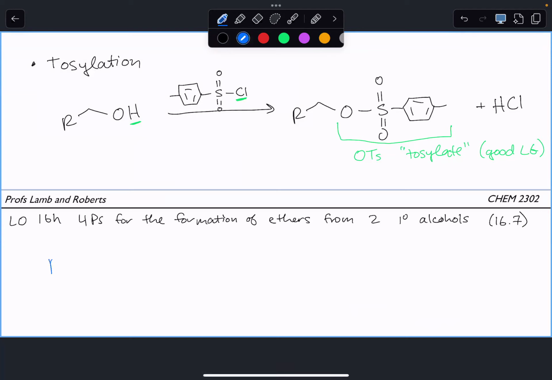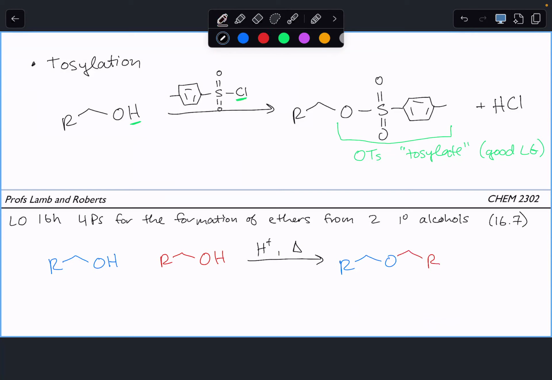So the overall reaction that we're talking about is that we have a primary alcohol. I'm drawing it twice so that I can color code it as both the nucleophile and the electrophile. We add acid, we add heat, and we get an ether. So this is called an ether. We have that carbon, oxygen, carbon, carbon, oxygen, carbon. That is an ether. And we got water as our byproduct.